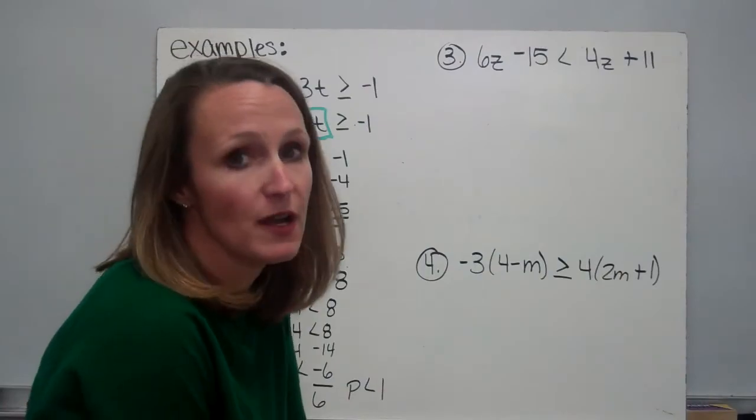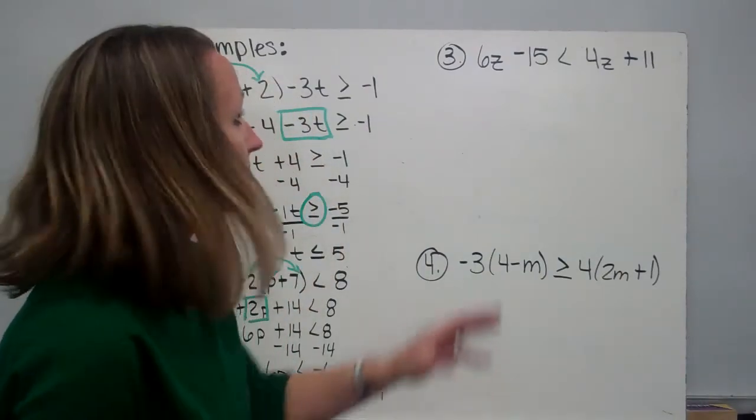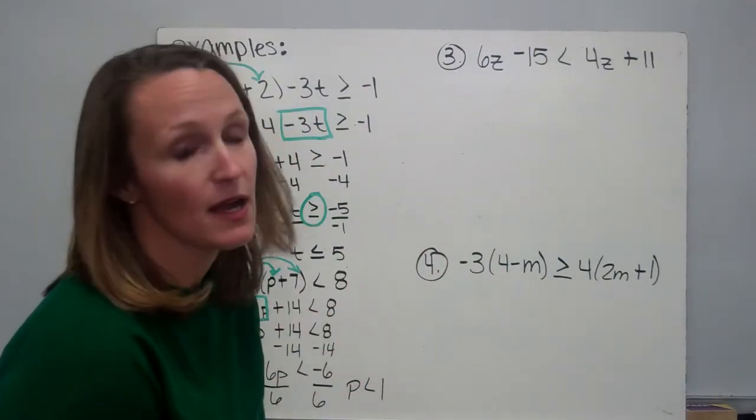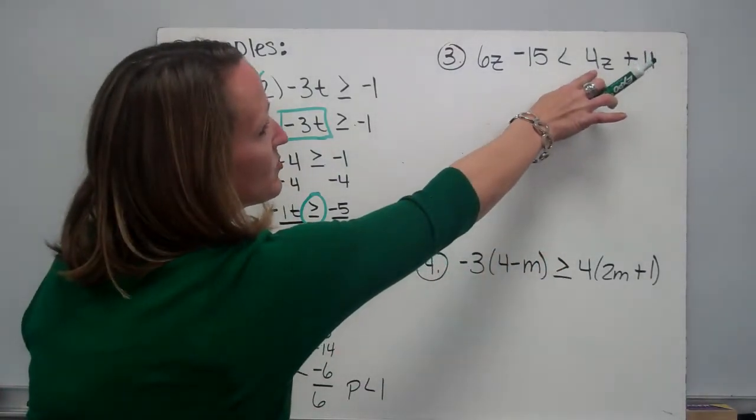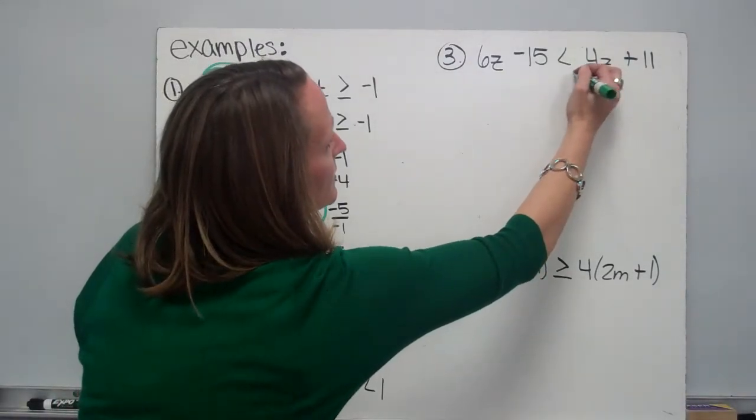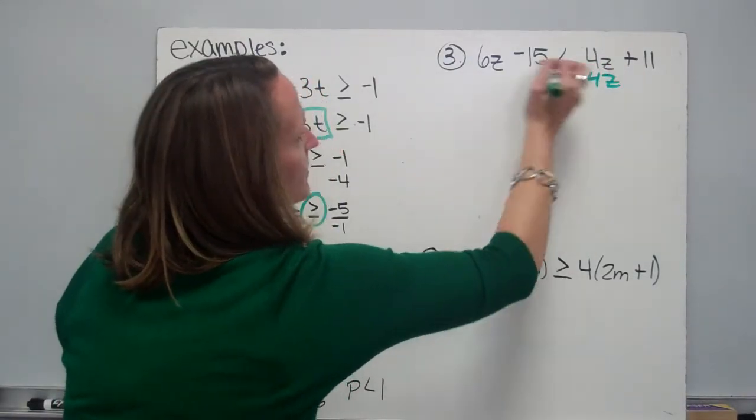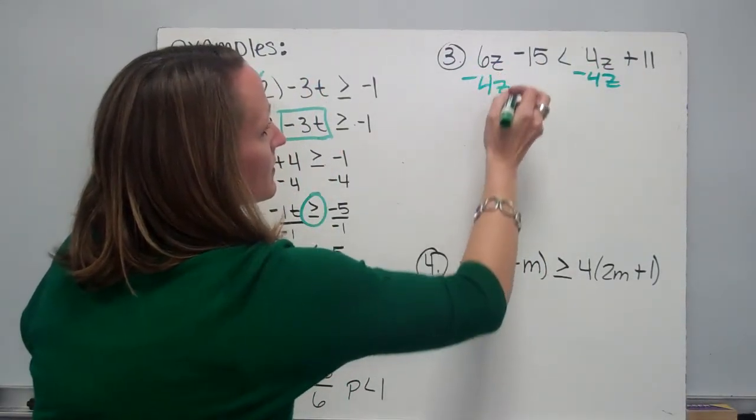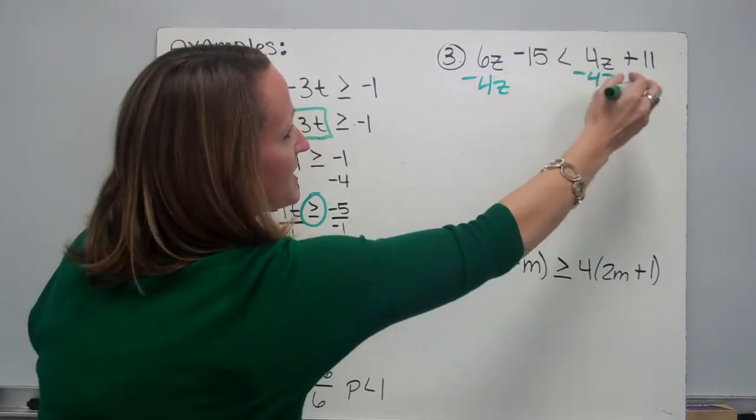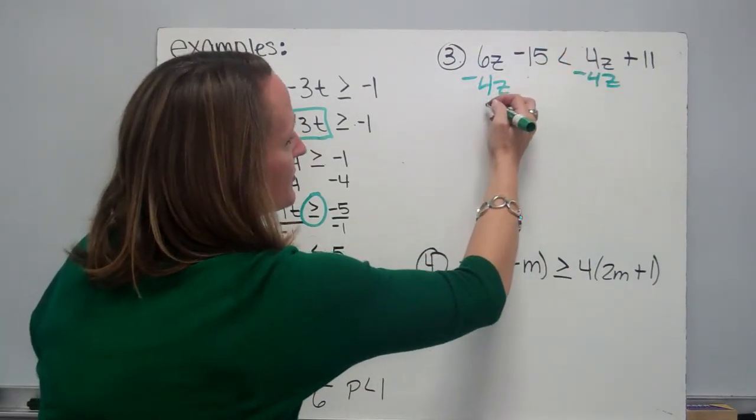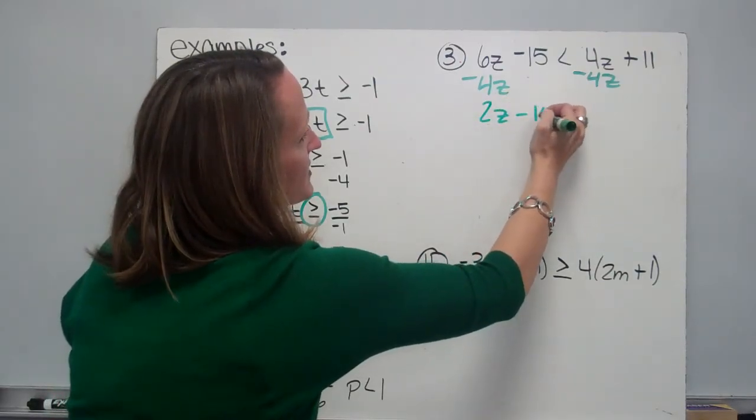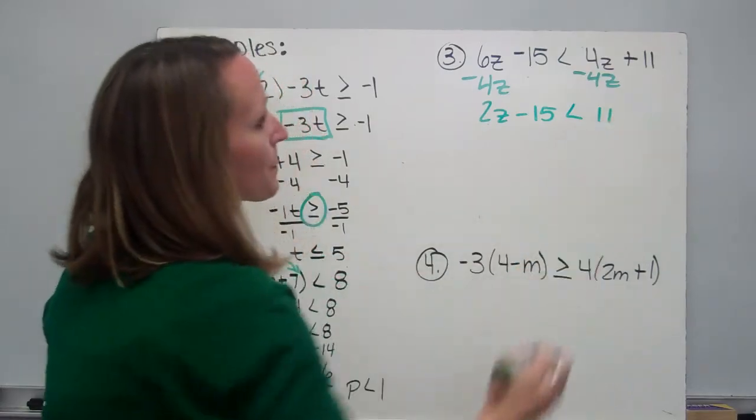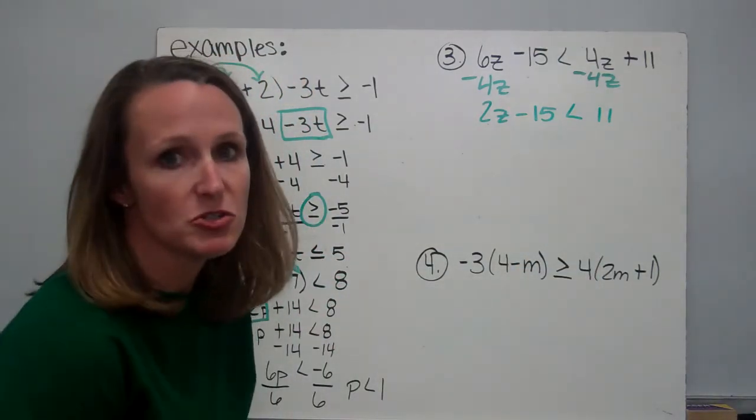Let's look at one with variables on both sides. So in this case, I need to rearrange it so that I have all my variables on one side and all my numbers on another. So I'm going to start by moving this 4z over here. And I'm going to move my 15 over there. Well, let me rewrite this first. So now I have 2z minus 15 is less than 11. Okay, so now it's just a two-step inequality.